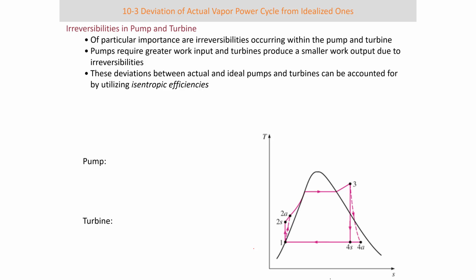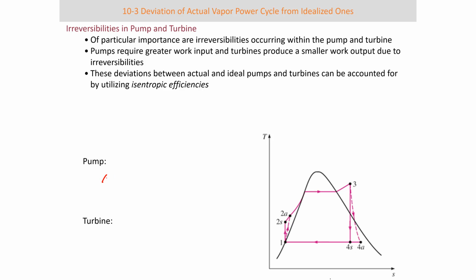And another thing which we're going to look at, in some example problems coming up a little later, are irreversibilities in the pump and turbine. So this is of particular importance. Pumps require greater work input, and turbines produce smaller work output due to irreversibilities. These deviations between actual and ideal pumps and turbines can be accounted for by utilizing isentropic efficiencies.